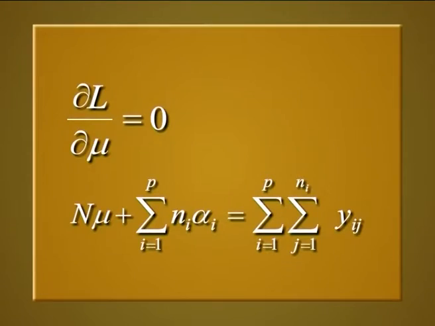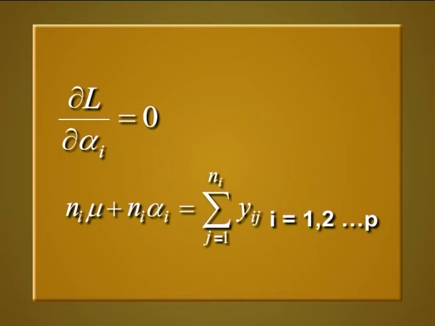Differentiating with respect to mu and equating dou L by dou mu to 0, we get n mu + summation i = 1 to p ni alpha i = double summation i = 1 to p, j = 1 to ni yij. And differentiating L with respect to alpha i and equating to 0 and simplifying, we get the equation ni mu + ni alpha i = summation j = 1 to ni yij. There are such p equations.